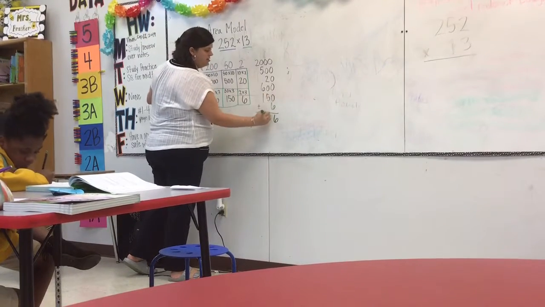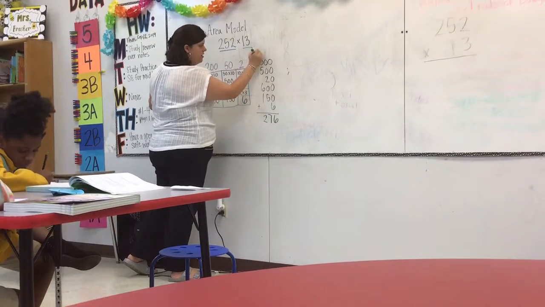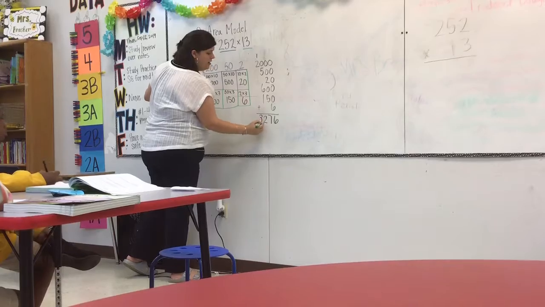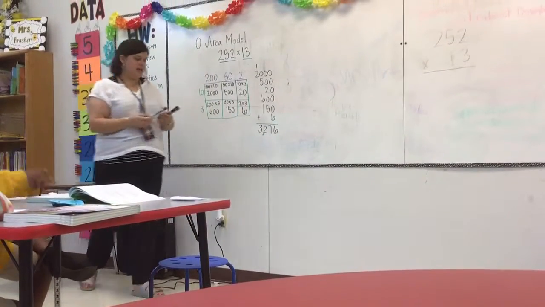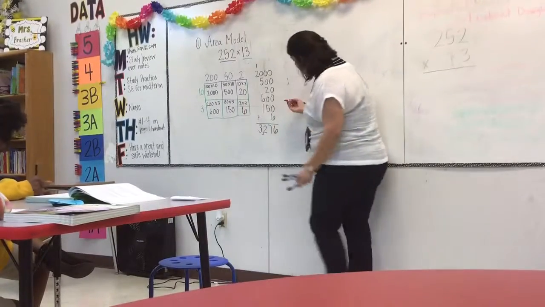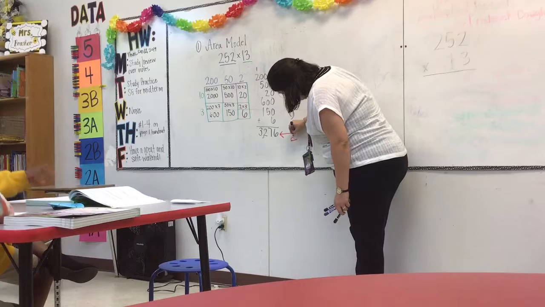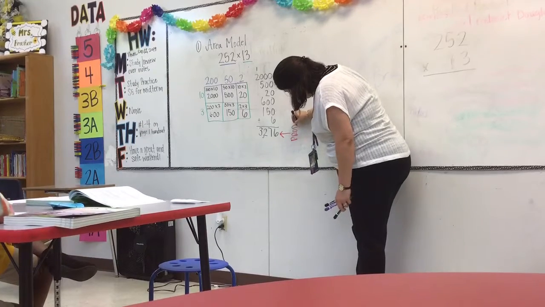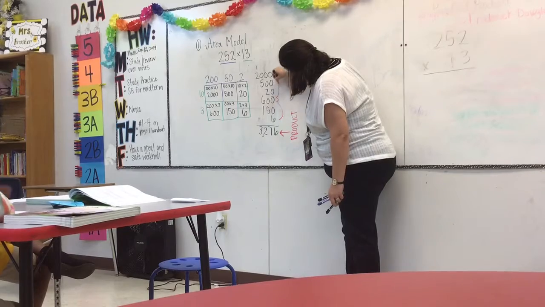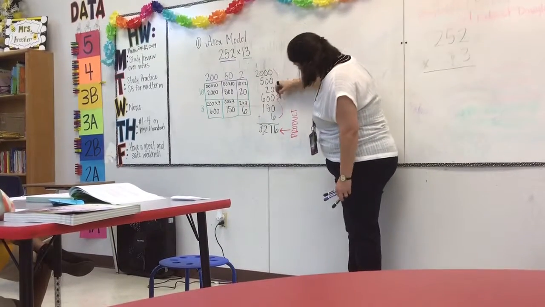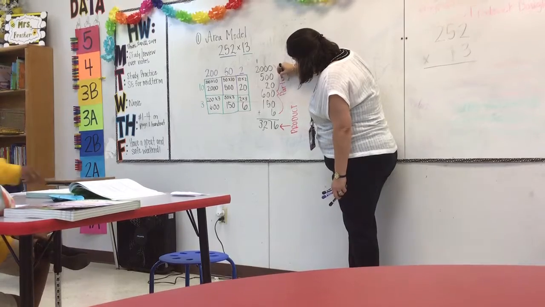6, 7, 12. So your final product is 3,276. All of these numbers are considered part of the product, so we call them partial products.